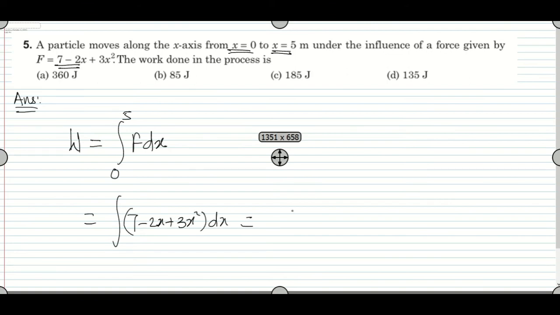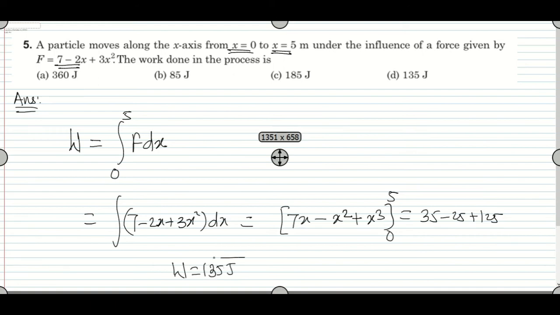dx. So what is the integration? 7x minus 2x squared by 2, that is x squared, plus 3x cubed by 3, that is x cubed, from 0 to 5. If you put in all the values, you will get 7 fives are 35, minus 25, plus 125. So what is the answer over here? The work done is equal to 10 plus 125, which is 135 joules.